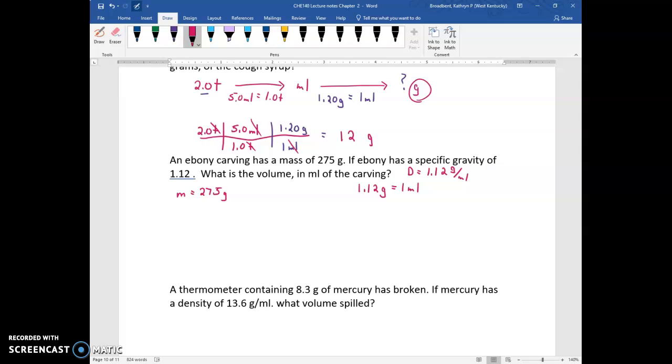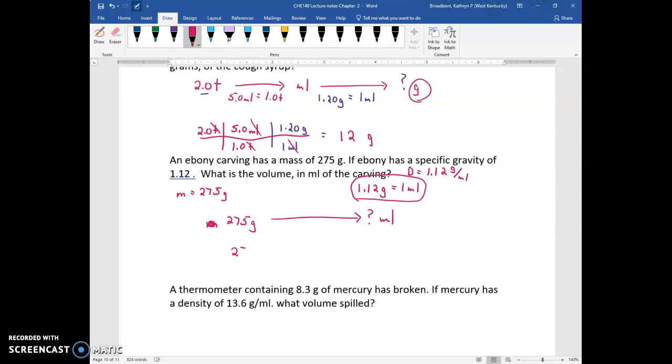So we are starting with a mass, and we'd like to know, we start with 275 grams, and we want to know the volume in milliliters, and we don't know it. We can use this equality, though, to get us there.